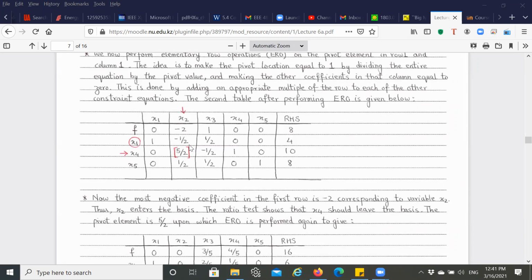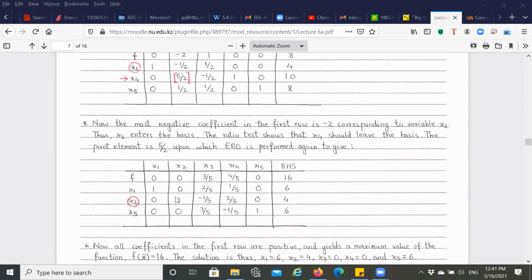So obviously the one in the red brackets would be your pivot element. So this is my pivot row, and this is my pivot column, and therefore this guy would be my pivot element. Now I have to make this guy 1, and this 0, and this 0. Okay, so again, using ERO, you can just do this.